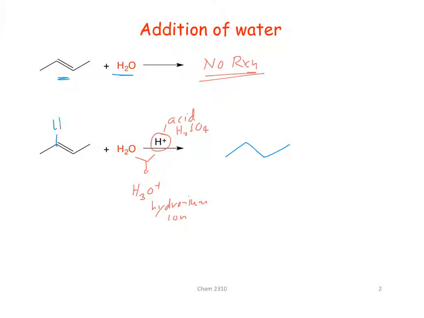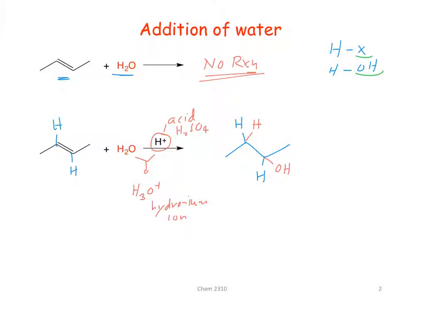So let's draw these H's in. Here are the H's we started with. Now, just like when we added HBr, we add an H to one side, and we're going to add an OH to the other side. So if we compare this to what we learned before, where we had X, where X is a halogen, now we have OH. This whole OH group is going to play the same role as the X group did in the previous reaction.